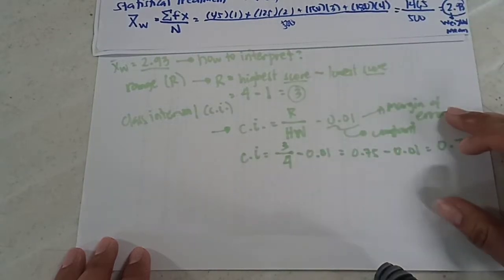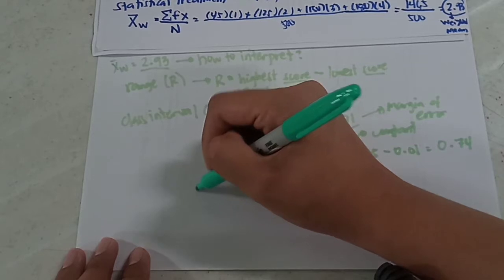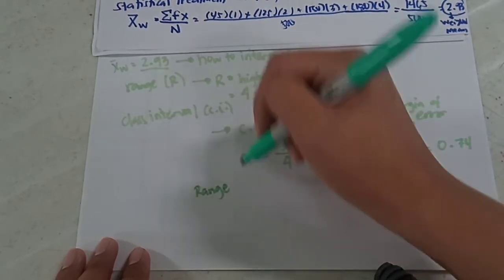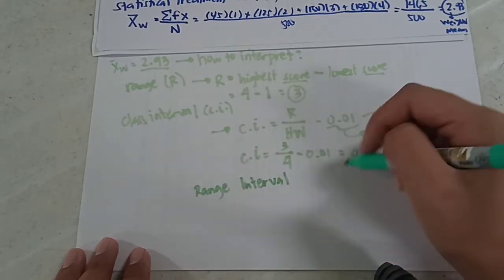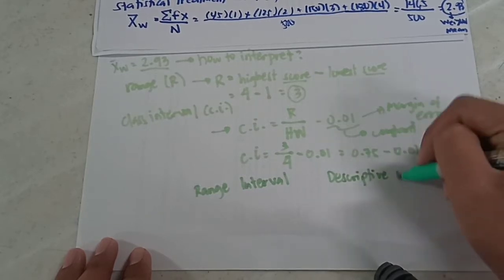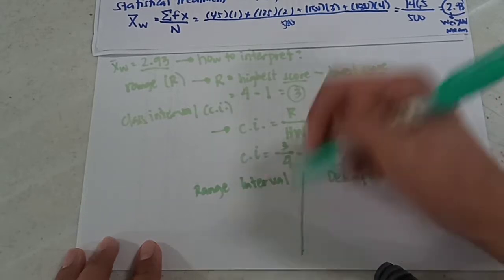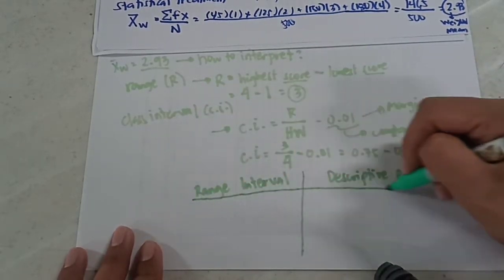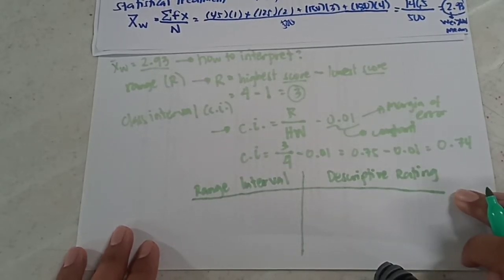Okay? So after we find the class interval, we must next create, or let's say formulate, a table. So this is where the demographics come in. Okay? We create a table. So we have the range interval for the first column, and then we have the descriptive rating for the second column. Descriptive rating. Okay?